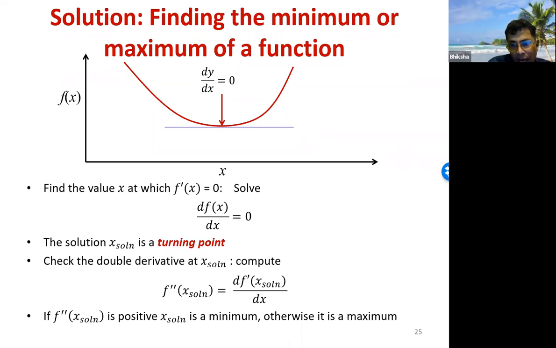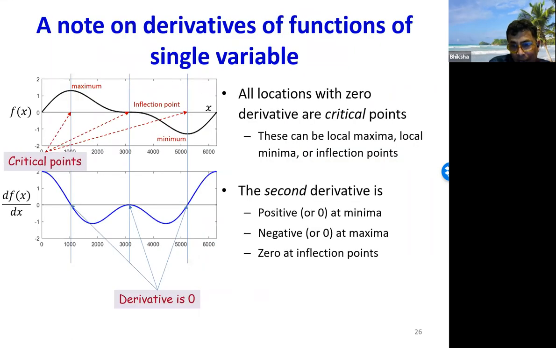Now, not all locations where the derivative is 0 are turning points. Consider this function, right? The derivative is 0 over here. The derivative of the function is flat here, so the derivative is 0 here as well. And the derivative is 0 here. This is a maximum. This is a minimum. But here, what happened was that the function initially decreased, then slowed down and flattened, and then continued to decrease. And so this is what is called an inflection point.